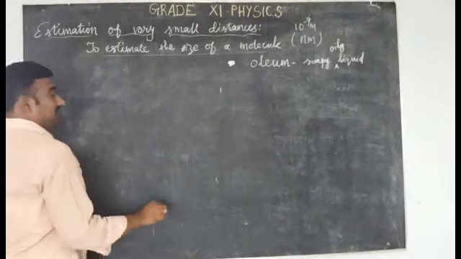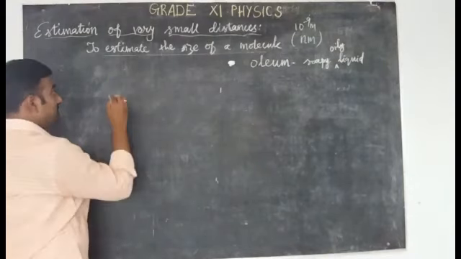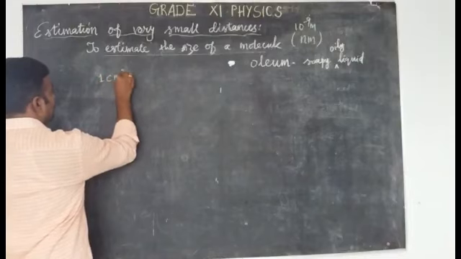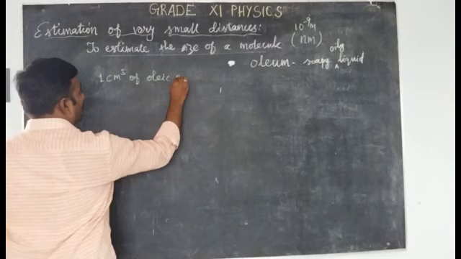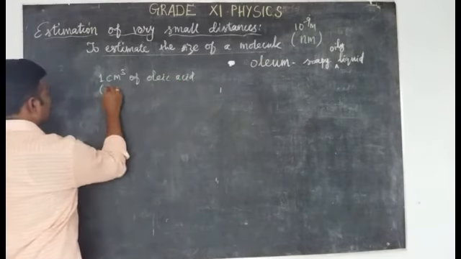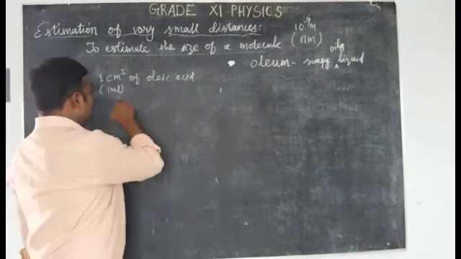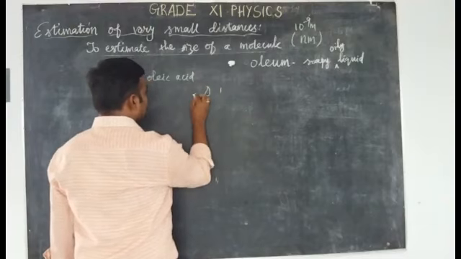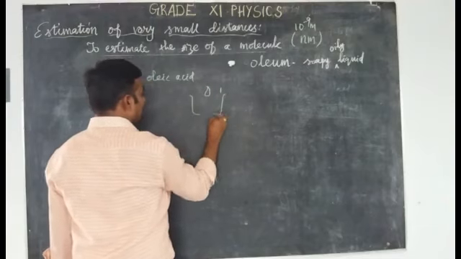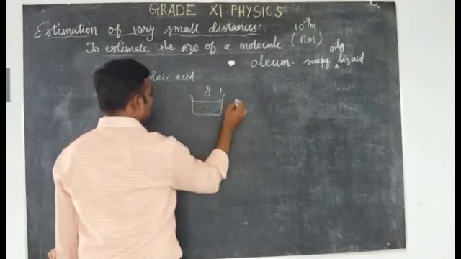Listen. First we'll take 1 centimeter cube of oleic acid. 1 centimeter cube means 1 ml, like 1 drop. So we'll take 1 ml of oleic acid. That 1 ml of oleic acid we gradually dilute in 20 centimeter cube of alcohol, because it can be dissolved in alcohol.